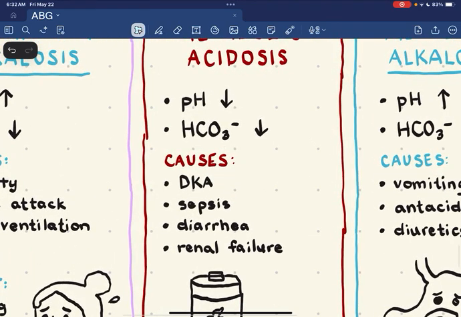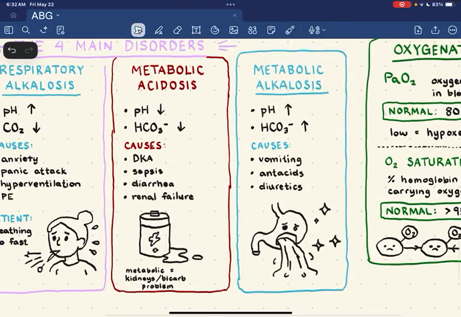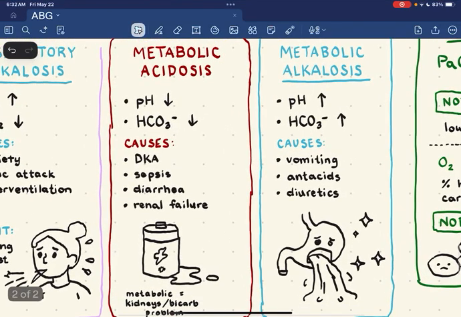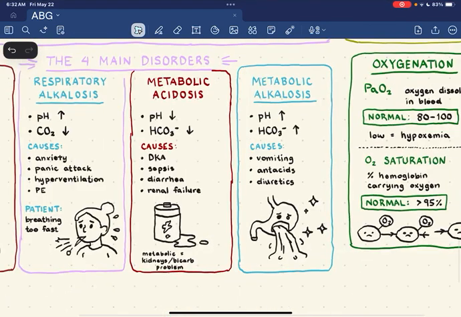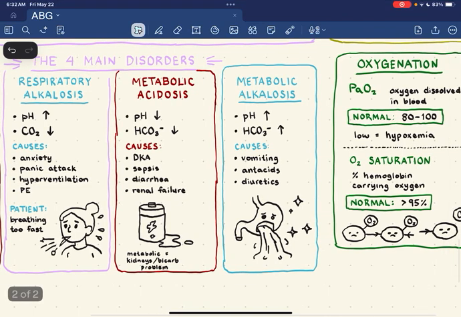Metabolic acidosis is when your pH is too low and your bicarb is too low. Causes include DKA, that's diabetic ketoacidosis, sepsis, diarrhea, and renal failure. That's why there's kind of a battery there, and then there's some battery acid. And metabolic alkalosis is when your pH is too high and your bicarb is too high. That's typically when you're vomiting, taking antacids, or taking diuretics like Lasix or furosemide.